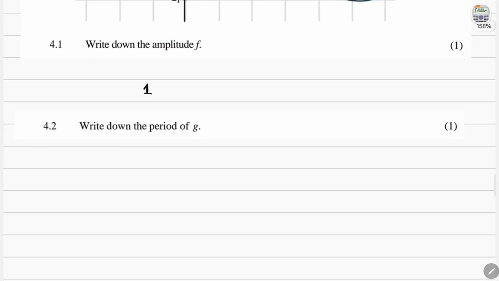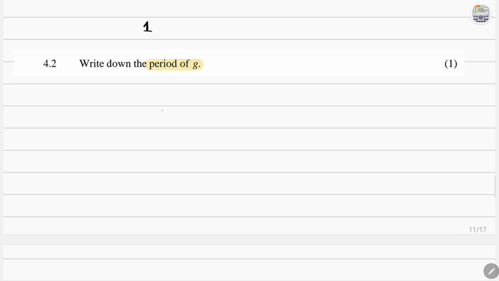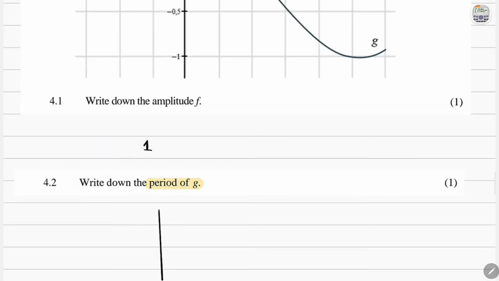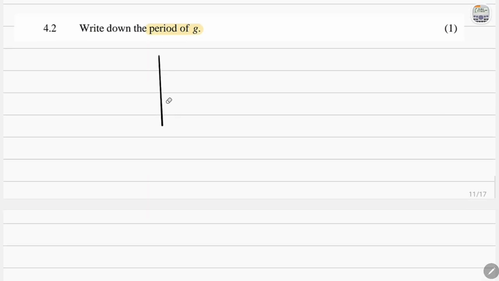Question 4.2 says, write down the period of g. So the period of g, okay, to find the period of a trig function, the period is how long that graph takes to complete a cycle. So it's a graph of g, and let's just see what kind of graph this is. Okay, so it is the cos graph. You know that normally a cos graph, what it looks like is like this. It goes from being up here at 1 and then hits 0, negative 1, and then back like this. So this is one cycle.